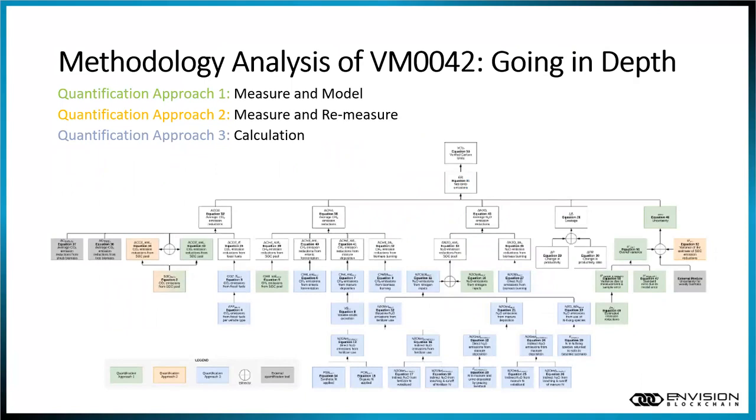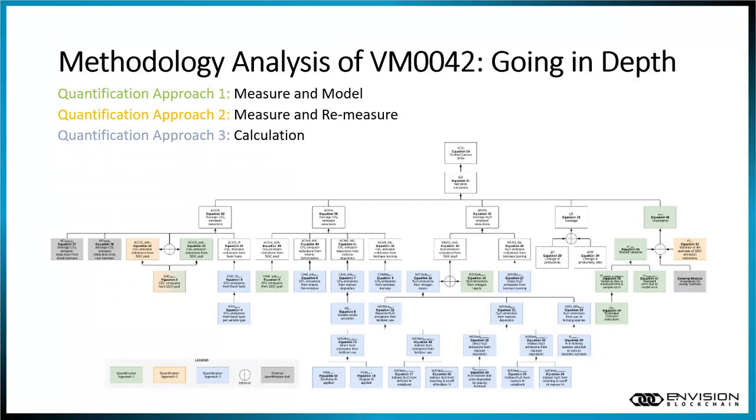So VM42 has 3 different quantification approaches. But before we start there, I'm going to do a little explanation of VM42. VM42 is a methodology for improved agricultural land management that focuses on reducing greenhouse gas emissions and increasing soil organic carbon through the implementation of specific practices like reduced tillage, cover cropping, and residue management.